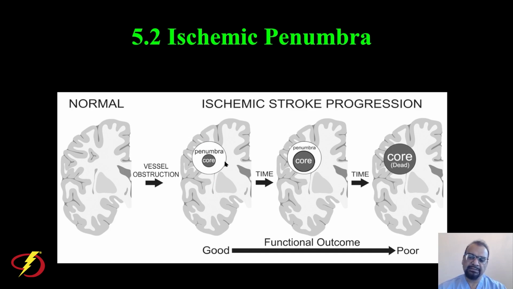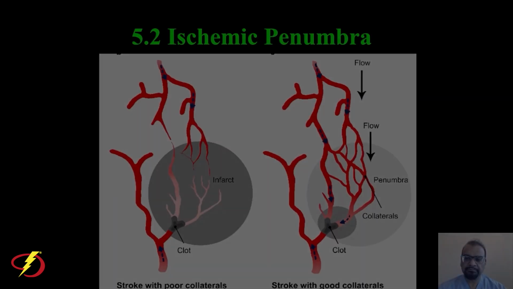And as time proceeds, this ischemic penumbra gets smaller and the core infarct gets larger. As the core infarct enlarges and the penumbra decreases in size, we go from having a good functional outcome to a poor functional outcome. That's why it's very, very important to treat these patients as quickly as possible.